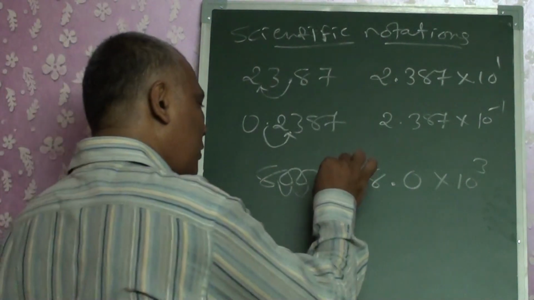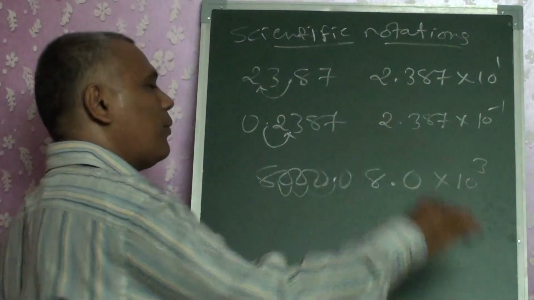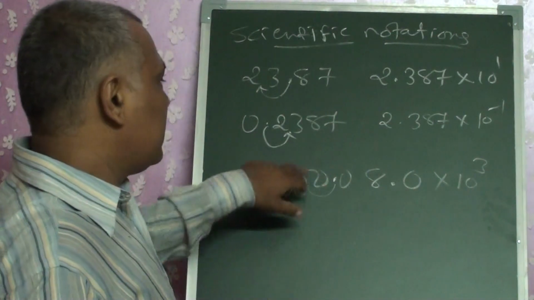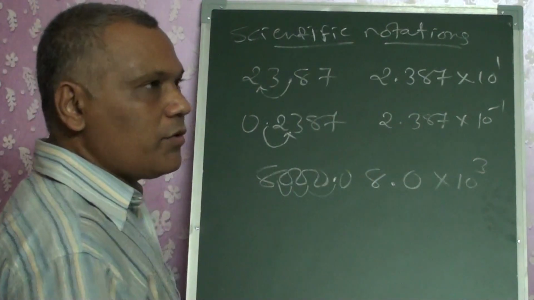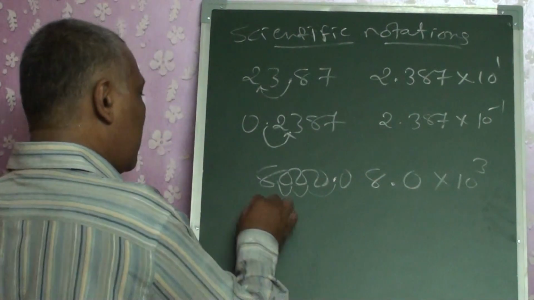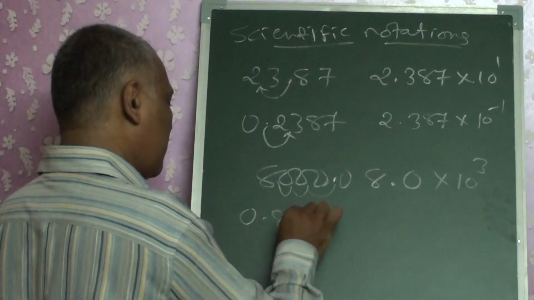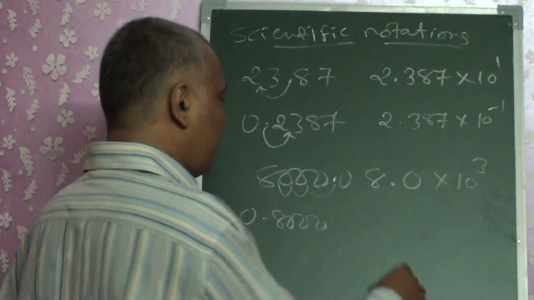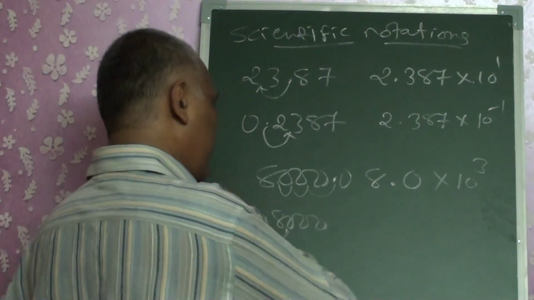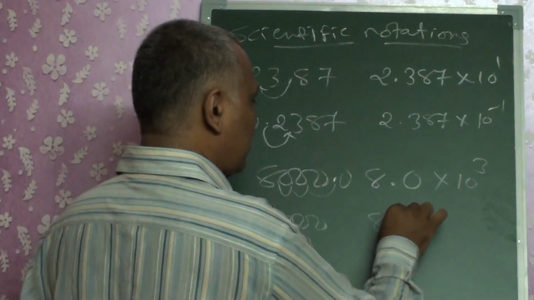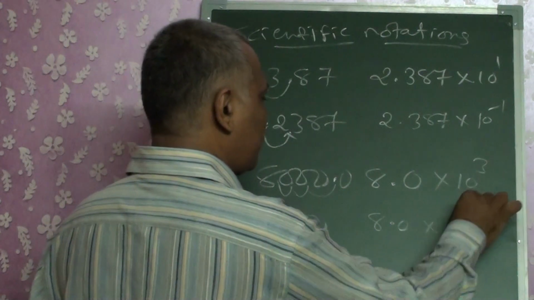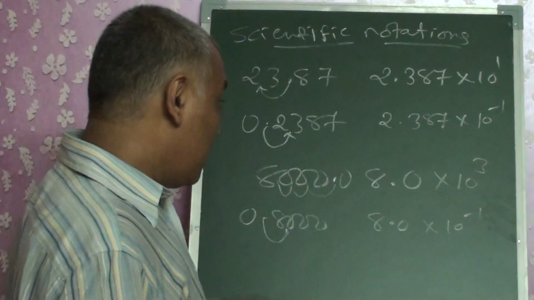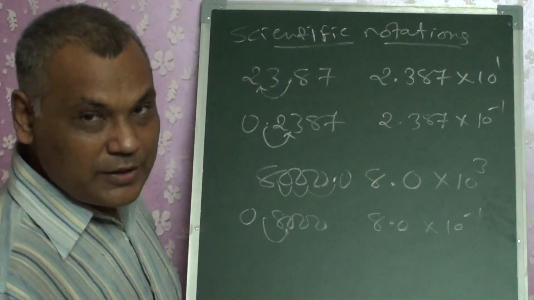Now how did I do it? After putting the decimal, if I am putting 0, that value is not important. So that is the reason why I got 8 into 10 raised to 3. But suppose it is given to me as 0.8000, then what will happen? Still I am moving only one decimal, so the answer will be 10 raised to minus 1. Right?